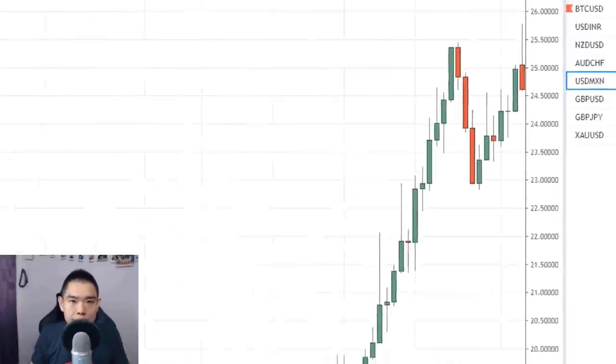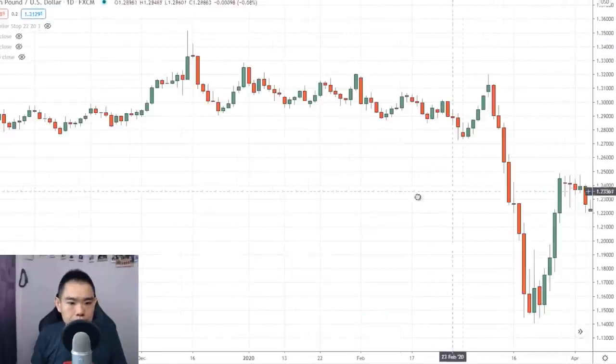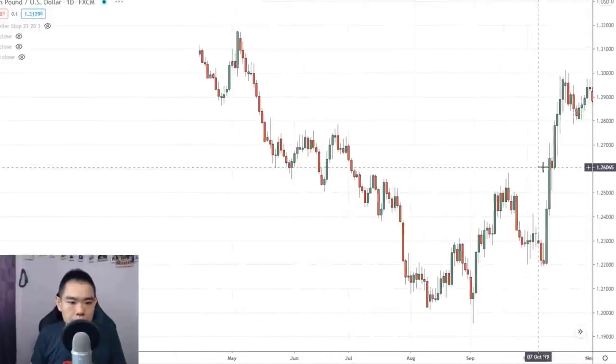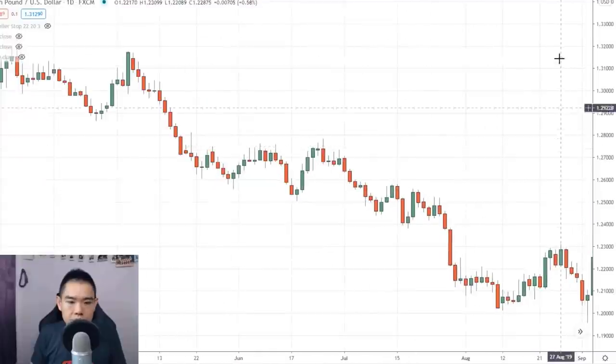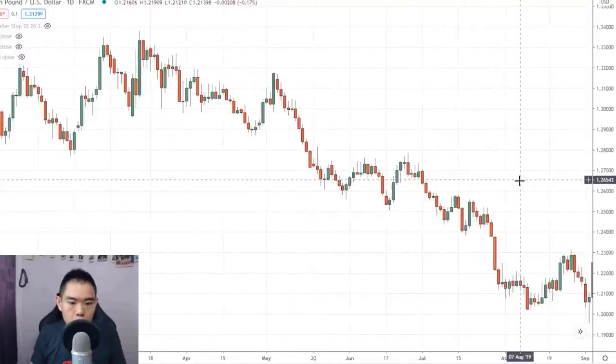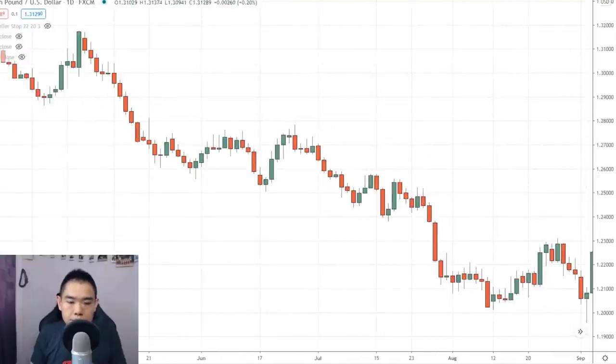Nice false break. Another one, pound dollar. So this one over here, let me just find this another one, right? Look at this, pound dollar has been smashing consistently lower over time. I think this was possibly last year. Just do a quick zoom out. Yep, 2019. Over here, price is making a series of lower highs and lower lows in the downtrend.